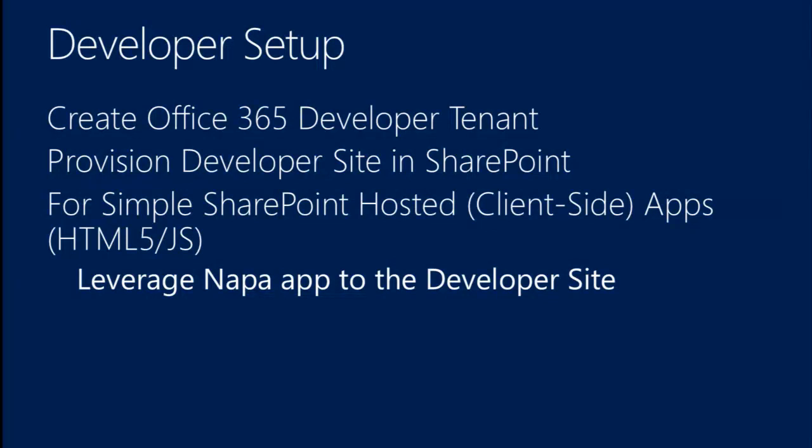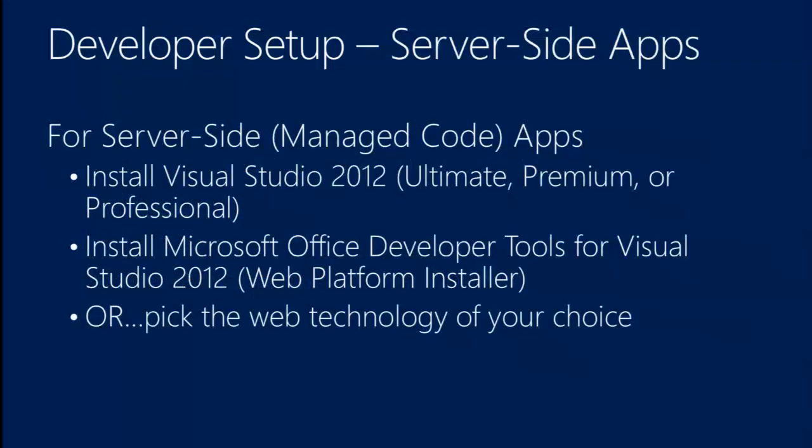If you already have an Office 365 tenant, go ahead and create what's called a developer site collection. When you create the developer site collection, you'll be able to see exactly what I'm going to show you in a minute. For simple SharePoint hosted client-side apps, you can use just regular HTML5 and JavaScript. And the Hello World app that comes with it is actually going to show an example of that. We're going to leverage the Napa app to build this.